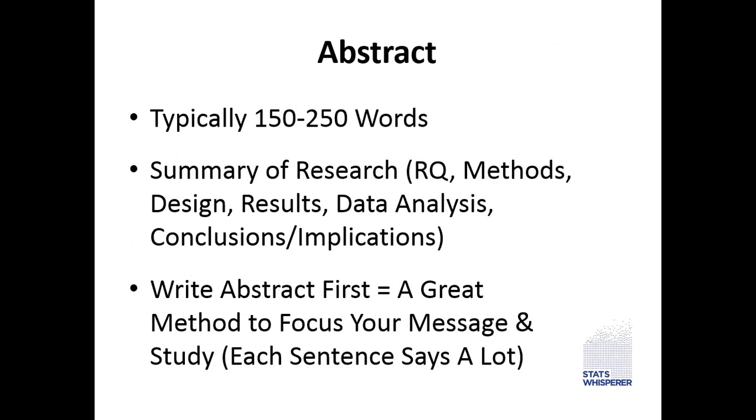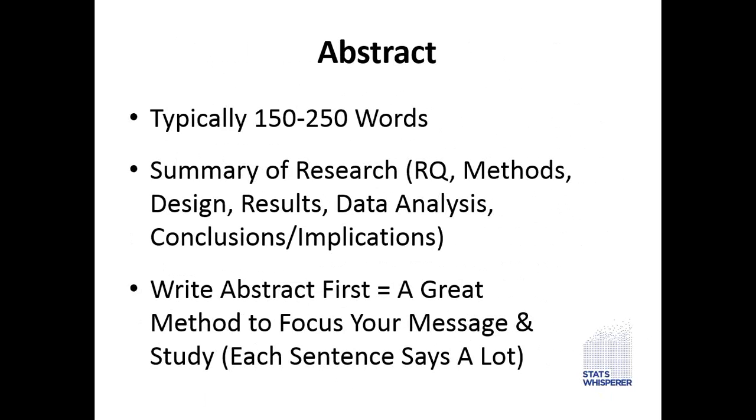Now the abstract. The abstract is typically short. It's a short presentation on our study. It's basically going to describe the study within 150 to 250 words, which is about 4 or 5 sentences, so you don't have a lot of room. But within that small amount of space, you have to fit topics such as the research question, the methods, the design, the results, the data analysis, as well as conclusions and implications.